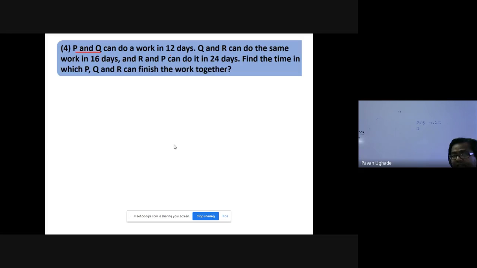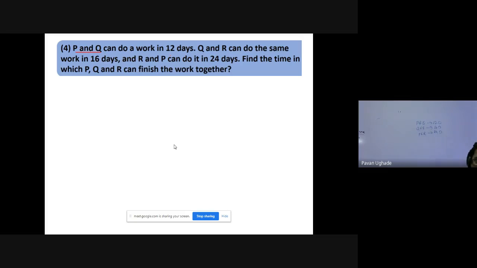That is why I said efficiency is inversely proportional to time when the work done is constant. The time taken by Q and R to do the same job is, I think, 16 days, so it is quite more. And the time taken by P and R is around 24 days. Find the time in which P, Q and R can finish the work together.